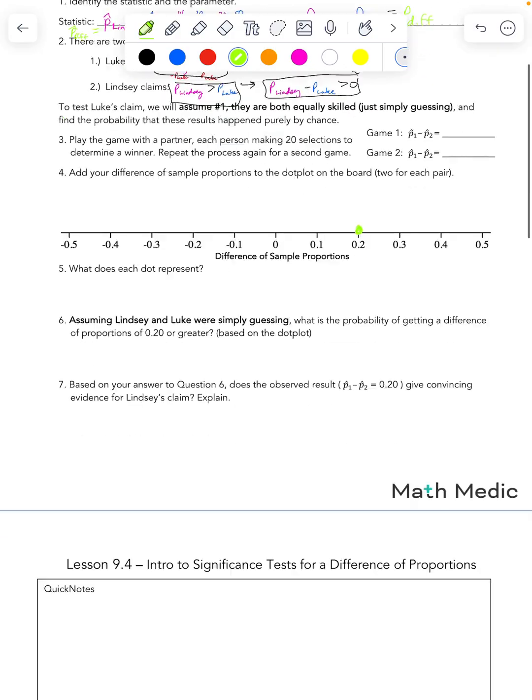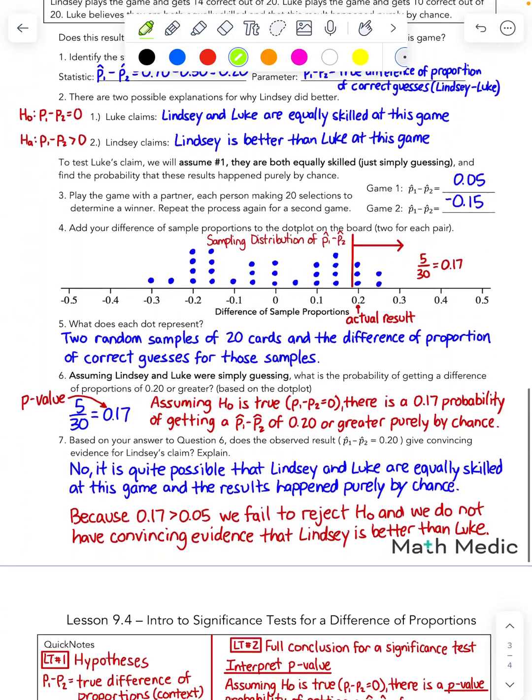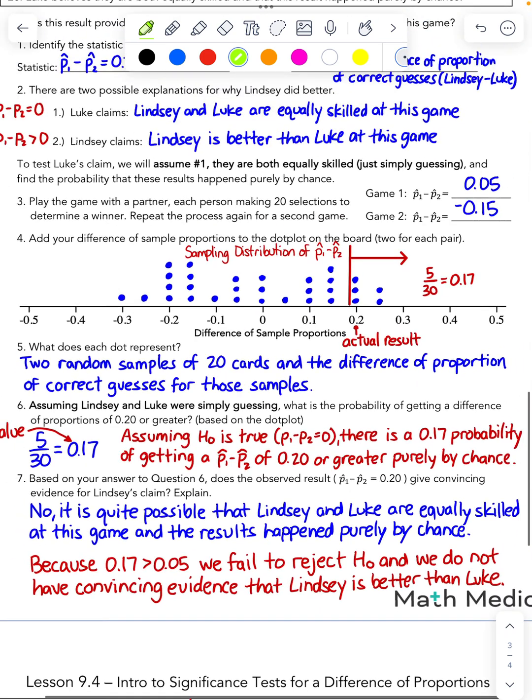So let's just scroll and look at the sampling distribution that they got. So here's a sampling distribution for a class. They did it a bunch of times, put a bunch of dots. So we're wondering what they got, their difference was 0.20. We're saying how many times did they get something like this, or even crazier, or bigger? That happened 5 total times.